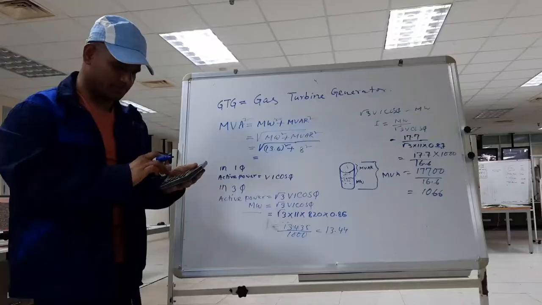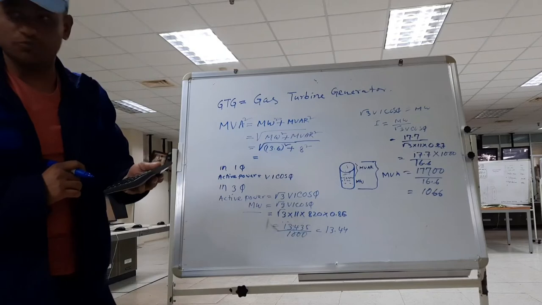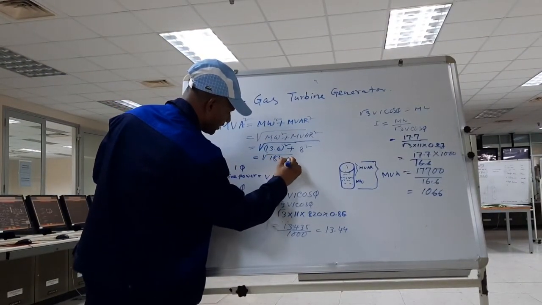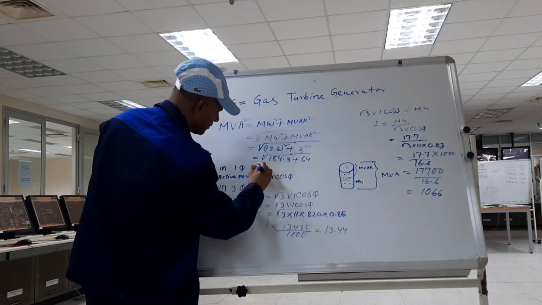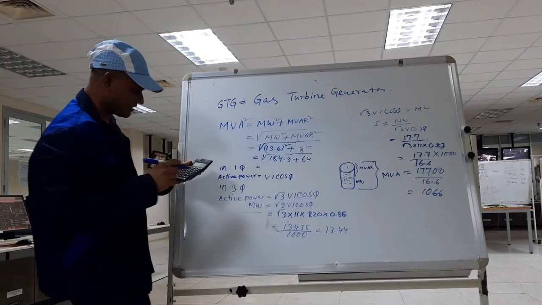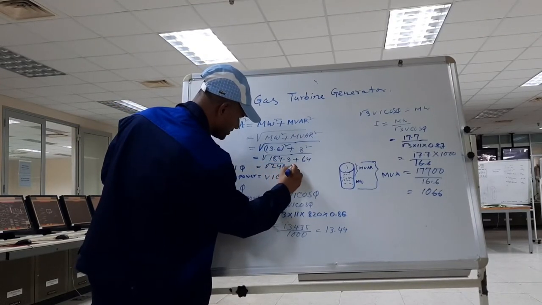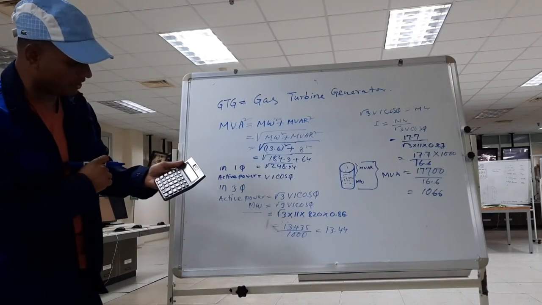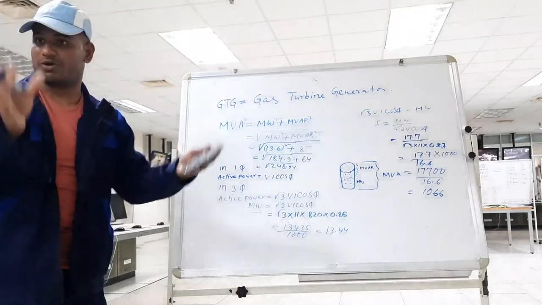Okay, so how much is coming? 13.6 square is 184.9, plus 8 square, 64. So how much is coming? 248.96. So if you take the root of this, how much is coming? 15.7, around 15.8 megawatt. It is the apparent power.